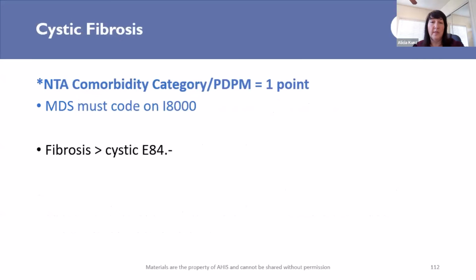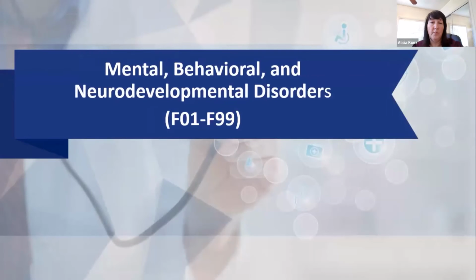Cystic fibrosis is a code that will get you 1 point on your NTA comorbidity category. Those are pretty straightforward. And those codes would be on section I-8000 of your MDS. Next. We're going to move on to mental, behavioral, and neurodevelopmental disorders. These are your F codes.